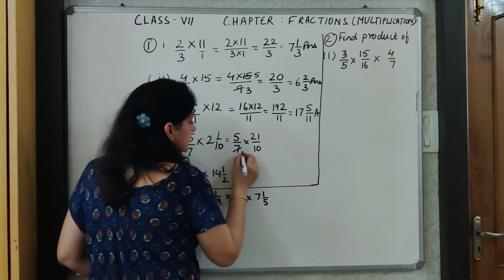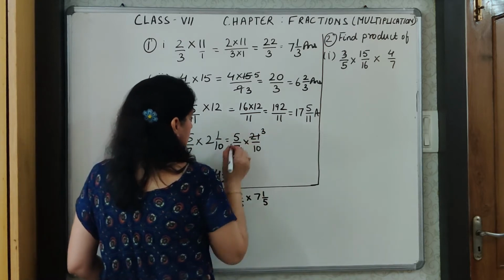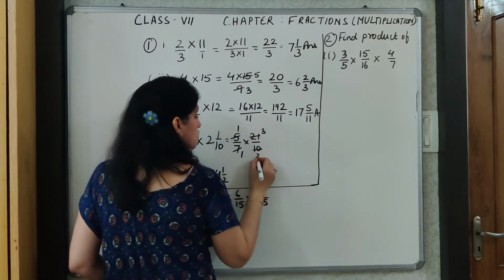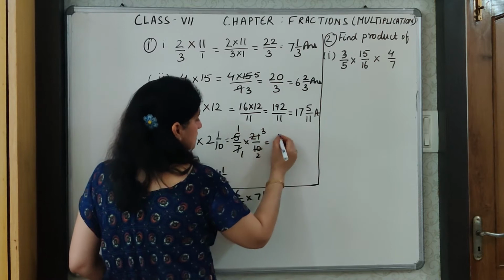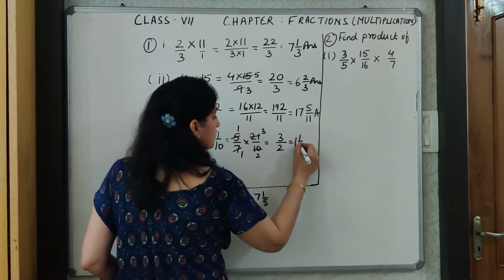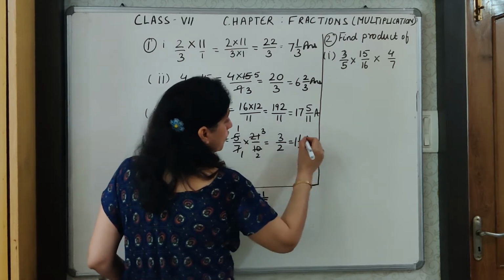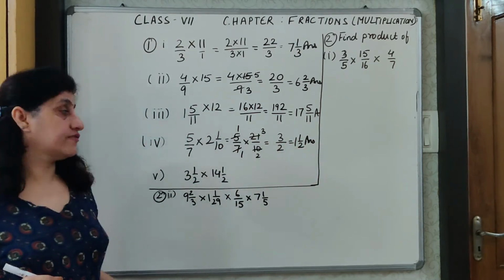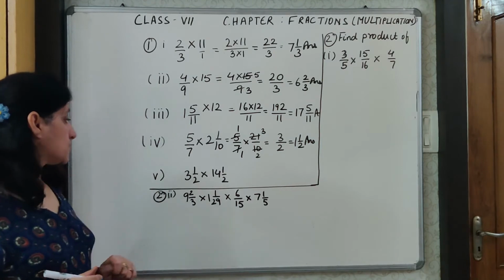So I can do like this. 7 ones are 7, 3s are 3, 5 ones are 5, 2s are 2. I get 3 ones are 3 upon 2, which on converting will give me 1 whole 1 upon 2 as a mixed fraction. One more question I have here.